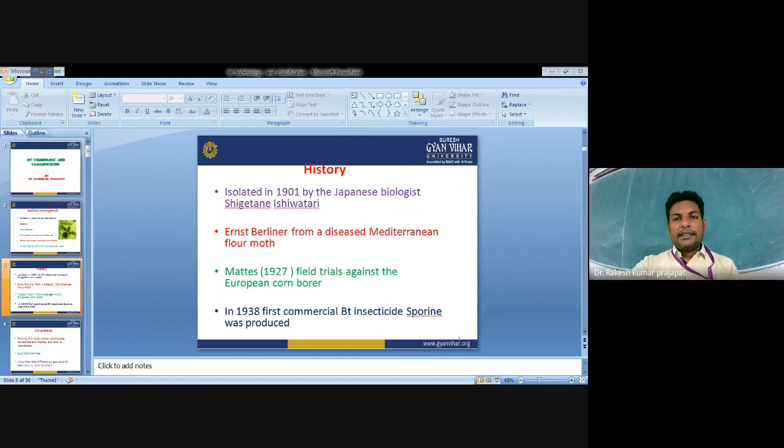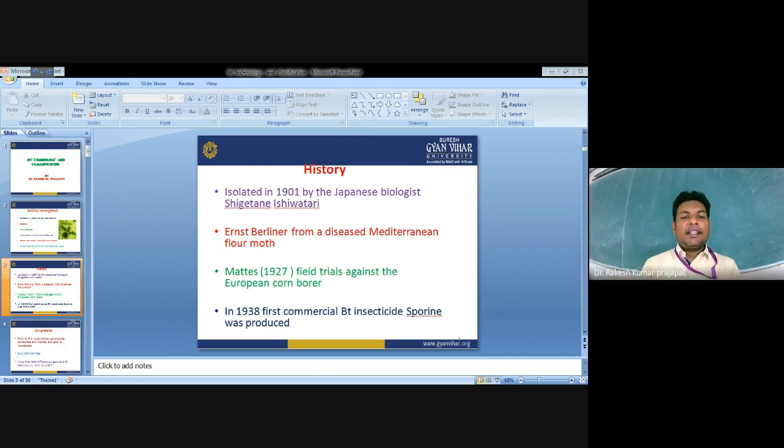So it's a long history, about nearly 900 years. This bacteria was used to fight the European corn borer, Ostrinia nubilalis. That is the European corn borer, the most devastating pest in European countries, which historically has been a common and very damaging corn pest in Europe.